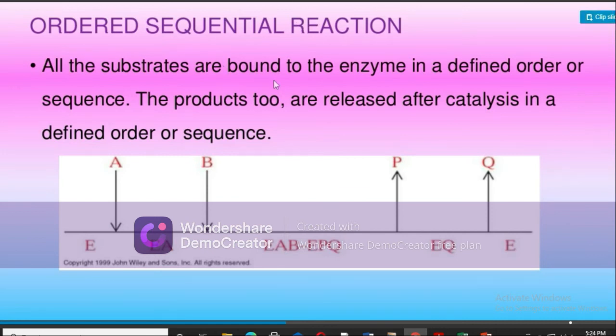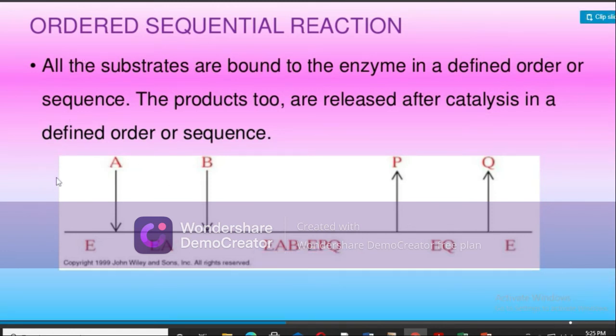So you see, this is the ordered reaction. These are the substrates A and B. So A binds to your enzyme. So you have the enzyme-substrate A complex, then followed by B. So you see, you have your enzyme E, A, B. So A must bind first, then B will also come. Then the products will also be released in ordered form. You see, P is released first, then followed by Q, then you have your free enzyme. So this is what actually happens.